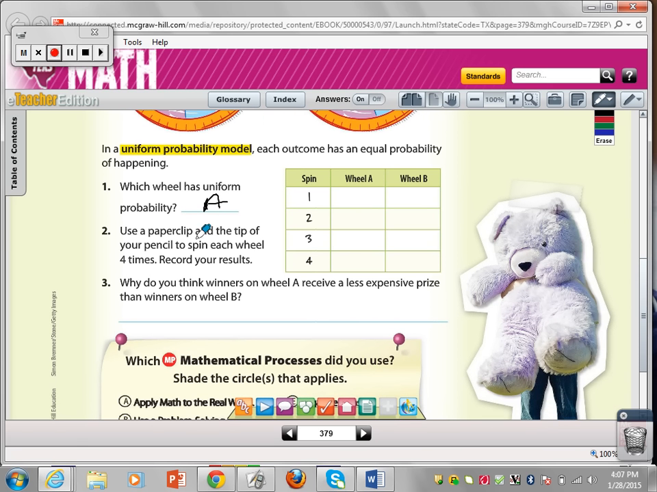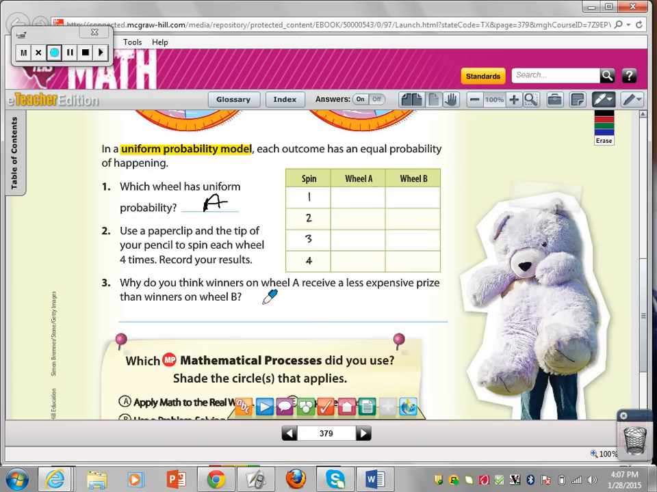Use a paper clip and the tip of your pencil to spin each wheel 4 times and record your results. Why do you think winners on wheel A receive a less expensive prize than winners on wheel B? Okay, so go ahead and pause the video and have a discussion on what would be the answer for this and your best probability reasoning for why the difference is.